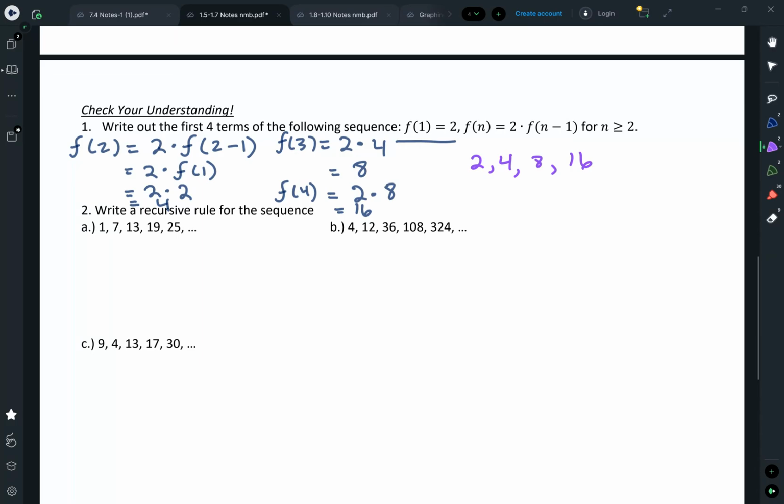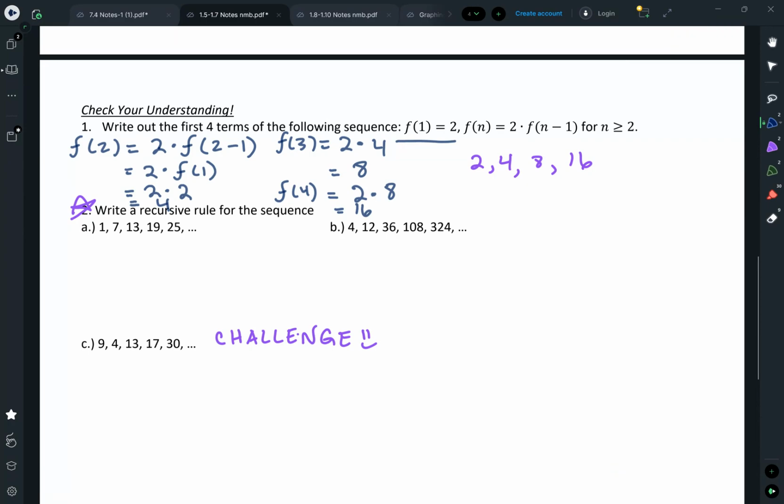So I would like you to try number 2 on your own. I'm going to have you do that in class. You're going to have to figure out if it's arithmetic or geometric, and then go ahead and write a recursive rule. C is going to be a challenge. That is not going to be either one. It's going to be super weird. We might need to look at that together. But try to do A and B. Go ahead and pause now, and then when you unpause, I'll explain it.